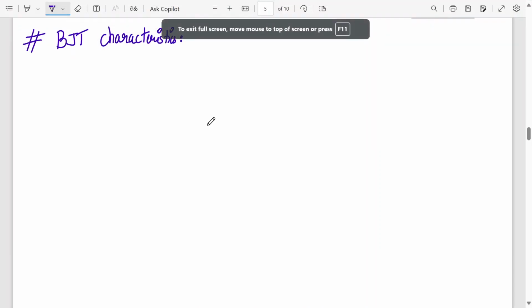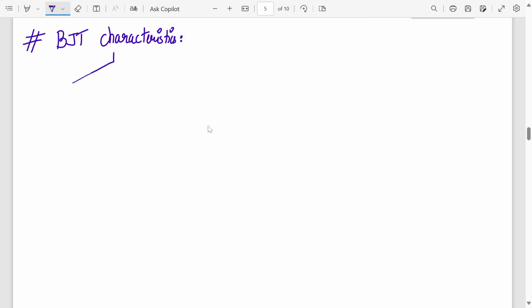So let's write down BJT characteristics. So please write along with me. BJT characteristics. There are two types of characteristics. Input characteristics and output characteristics.